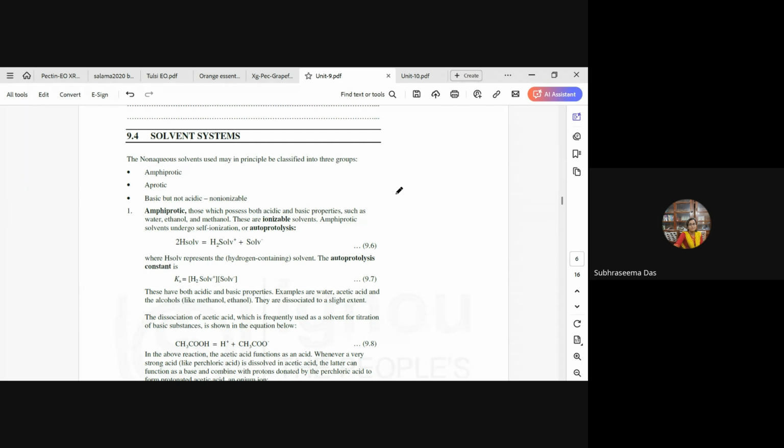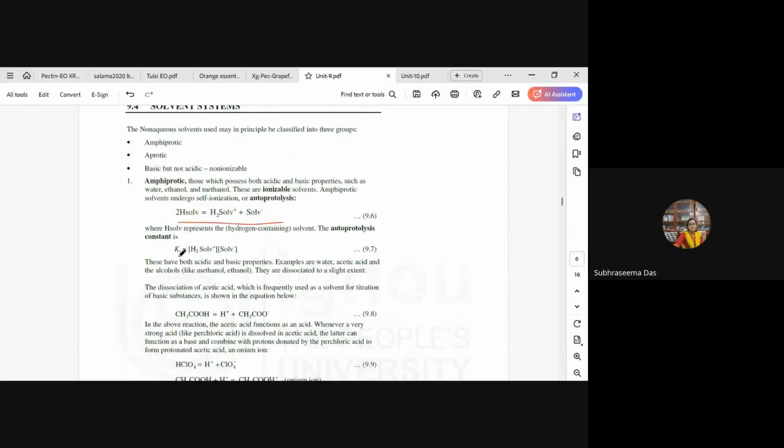The amphiprotic solvents undergo self ionization, or what we call autoprotolysis. Equation 9.6 shows how they undergo autoprotolysis, where HS, or H solvent, represents the hydrogen-containing solvent. The autoprotolysis constant K is given as the concentration of H2 solvent plus into the concentration of solvent minus.